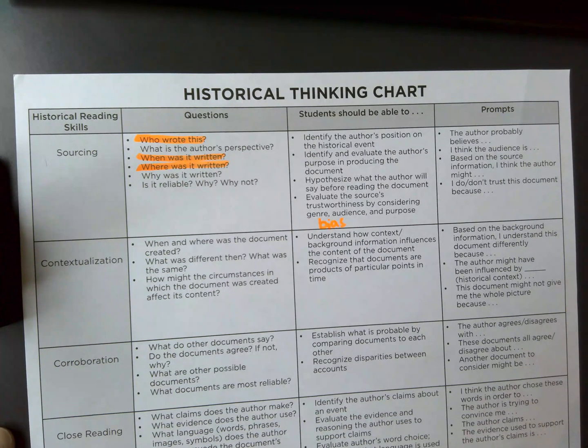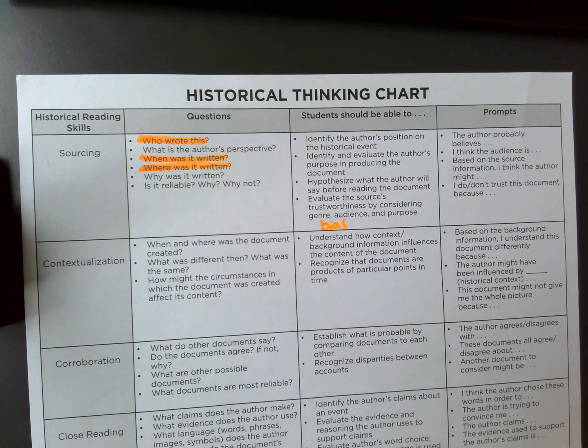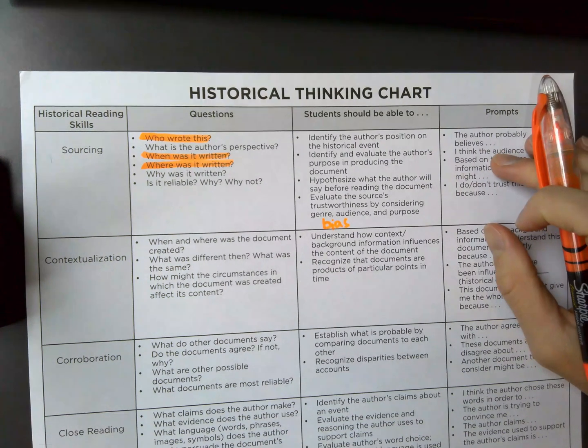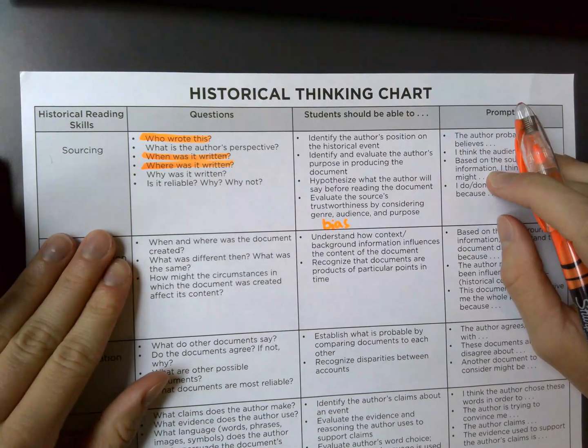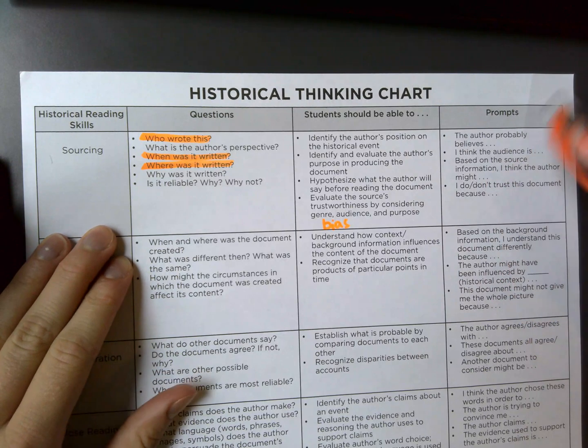So sourcing is one of our historical thinking skills. And basically, historical thinking is skills that we're using to evaluate and analyze sources in order to construct the most accurate depiction of history that we can. So sourcing is the first thing you're going to do anytime you look at any document that I give you.